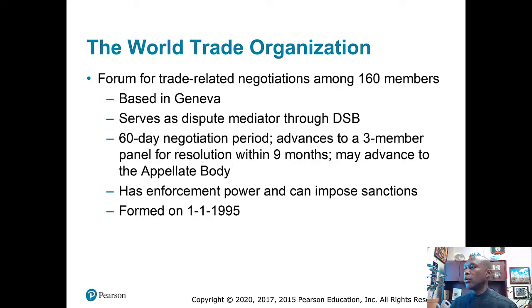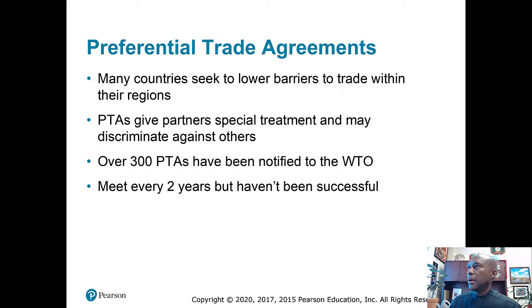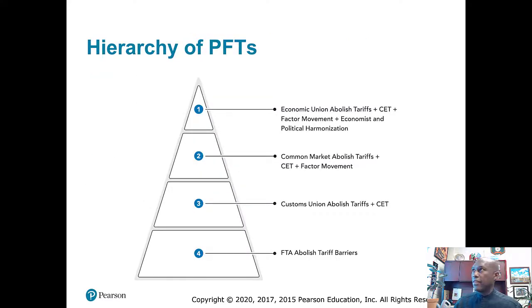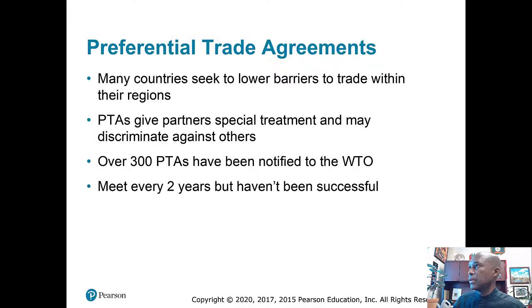So here you have the World Trade Organization in 1995, and PTAs, which are what you have in USMCA, where you have tariff-free access between the U.S., Mexico, and Canada. There are a number of PTAs that have been reported to the WTO, and of course, you still have to operate within the WTO rules of the treaty, such that you're not creating friction amongst the nations who are not members of the PTA. So here you have the hierarchy. It says PFTs, but I think that should be PTAs and not PFTs.